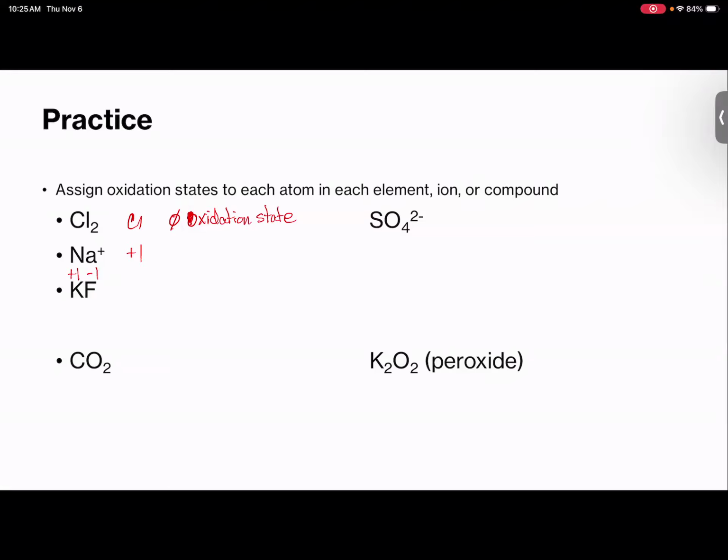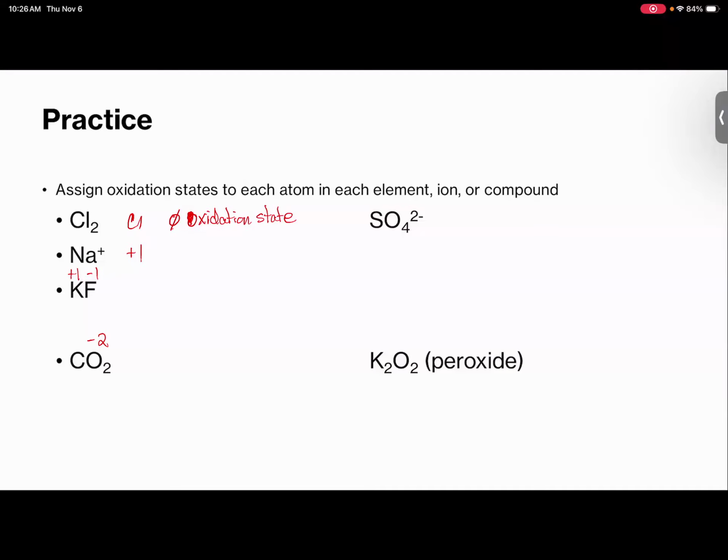Let's look at carbon dioxide, though. If you follow the rules, this isn't a free element. This isn't a monoatomic ion. This isn't an ionic compound. So we don't have hydrogen, but we do have oxygen. Oxygen's a -2 unless it is part of a peroxide, in which case it's a -1. This is not a peroxide, or I would have told you it was a peroxide.